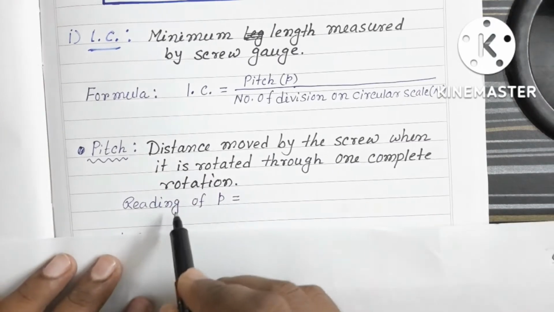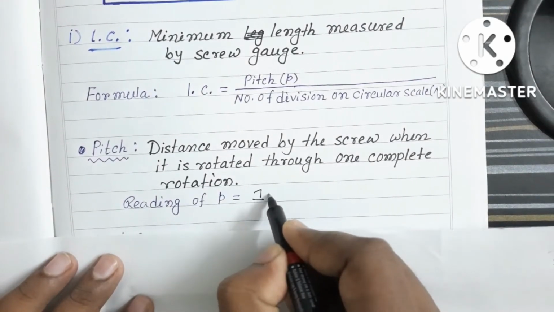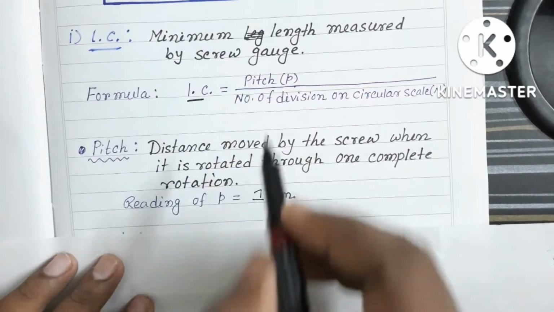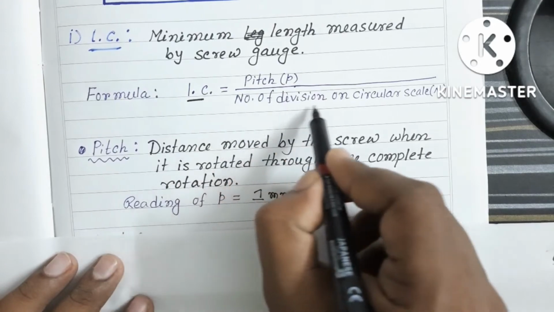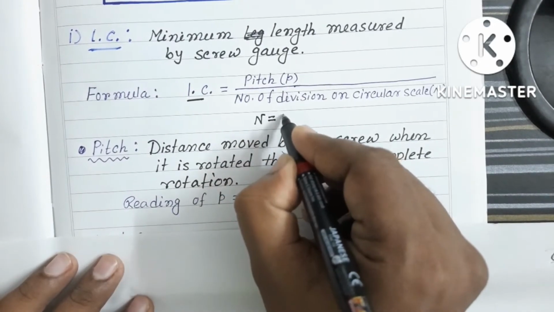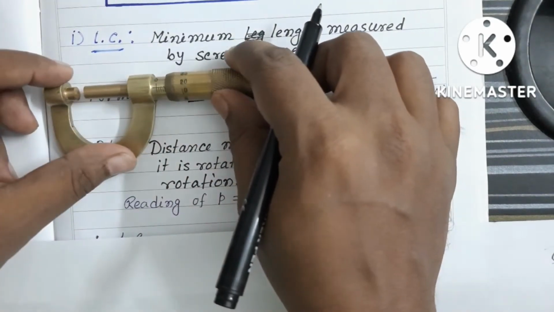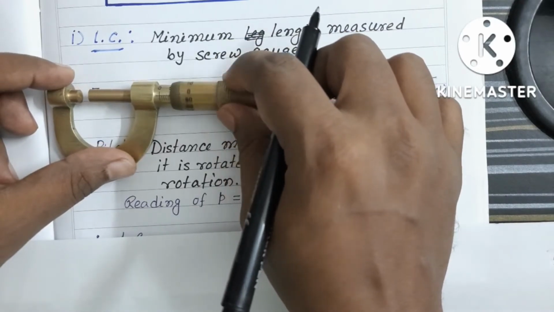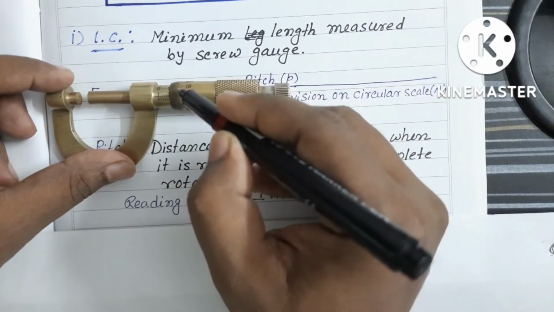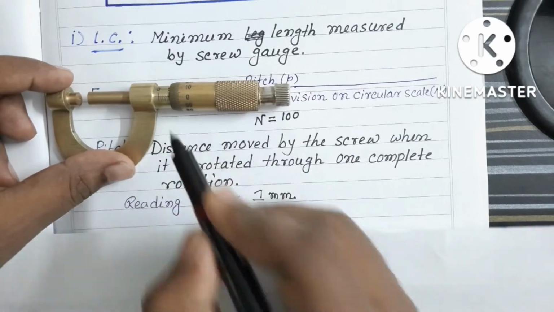So we can write the reading for pitch: P is equal to 1 millimeter. Now what is the least count? Least count is pitch divided by the total number of divisions. Here the total number of divisions is equal to 100, right? You can see here also there are divisions from 0 to 100. I can show you, this is the 0, and for the total number of divisions this is 90, 95 and again it is 100. So there are 100 divisions.